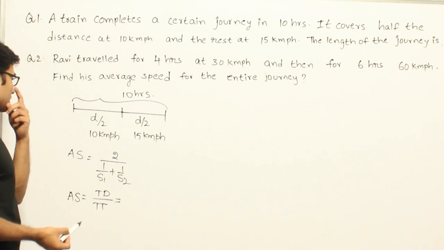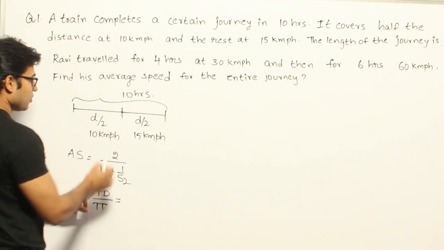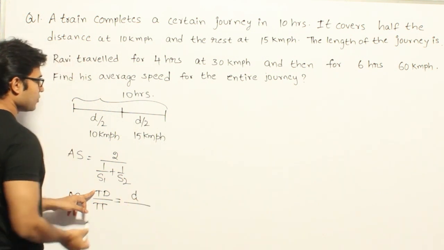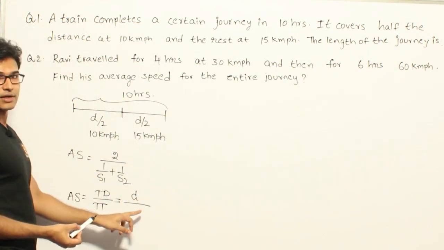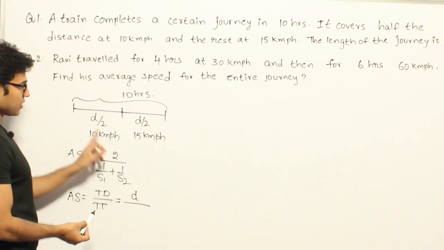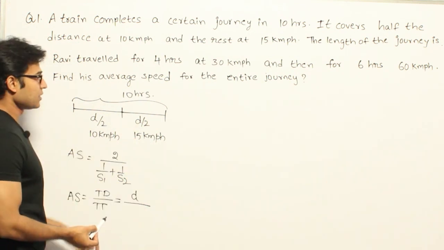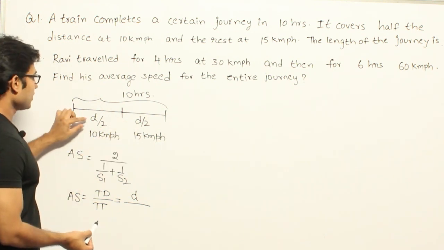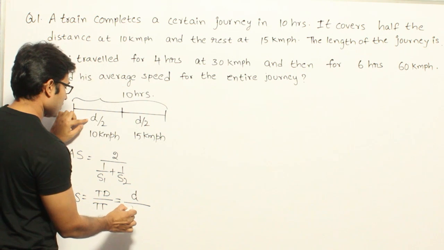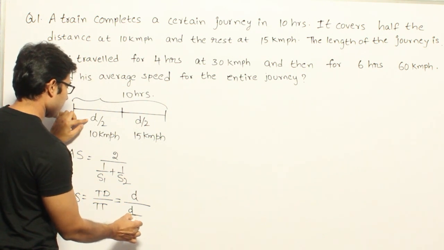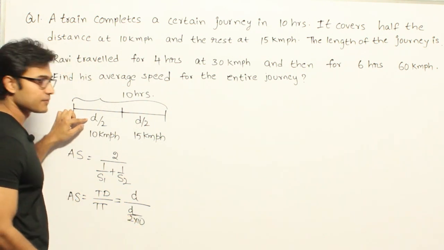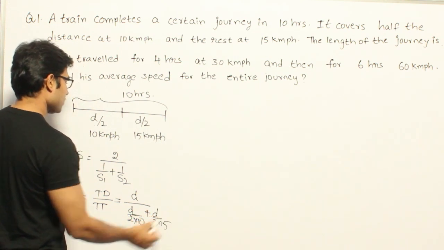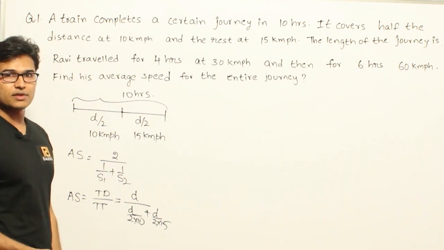Right, now what is the total distance here? So the total distance is d by 2 plus d by 2, which means total distance is d, and you don't write time as 10 hours. If you directly write time as 10 hours, the factor which you have introduced is d, it will not get cancelled out. That is why write the time also in terms of distance and speed. Now how can I write the time in terms of distance and speed? Now it is d by 2 into 10, distance by speed, plus d by 2 into 15. So either you solve it this way or you solve it this way, both are same.